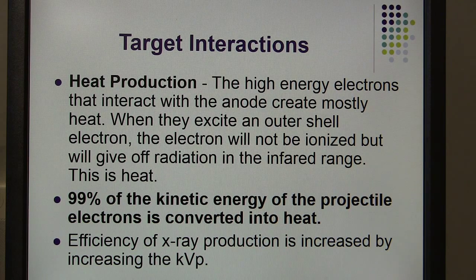Target interactions. We said this the other day. And again, when we talk about target interactions, keep in mind we're talking about the anode inside that X-ray tube. Heat production. The high energy electrons that interact with the anode create mostly heat. When they excite an outer shell electron, and don't worry about that, we'll get to that in just a minute, the electron will not be ionized, but will give off radiation in the form of heat in the infrared range. 99% of the kinetic energy of projectile electrons is converted into heat.